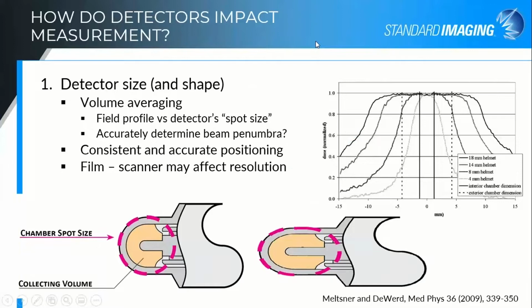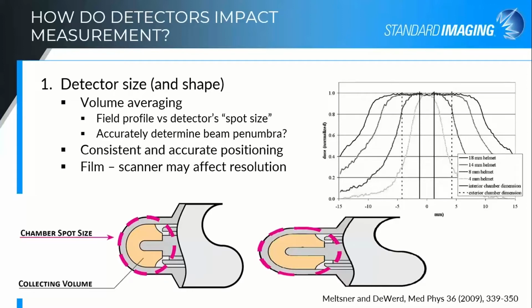So how do detectors themselves impact the measurement? Those first conditions are really about the beam itself and the shape and size of your beam. But the detectors themselves also impact your measurements. The first thing to consider is your detector size and the shape of your detector. The size and shape, of course, affect the volume averaging. So how much of the profile or the beam shape are you averaging over the active region of your chamber or your other detector?